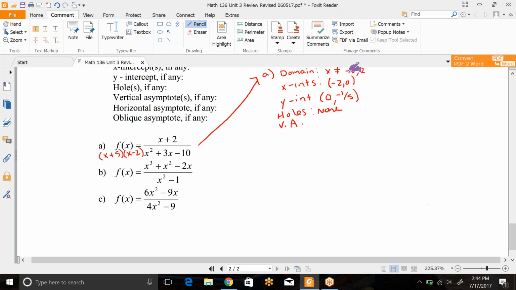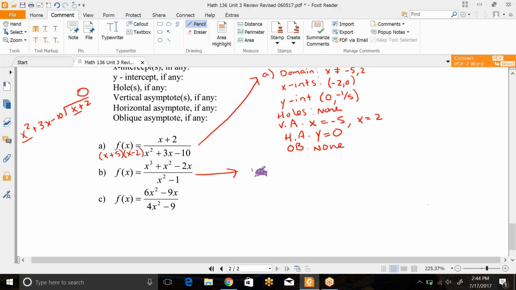Vertical asymptote: anything in the denominator that does not reduce out is a vertical asymptote. So x equals negative 5, x equals 2. Remember, vertical asymptotes are equations, not ordered pairs. Horizontal versus oblique has to do with long division. You can only have one, not both. So think about x squared plus 3x minus 10 going into x plus 2. X squared cannot go into that at all, so this is going to be horizontal, because anytime you just get a number on top, it's horizontal, and it's just y equals 0.